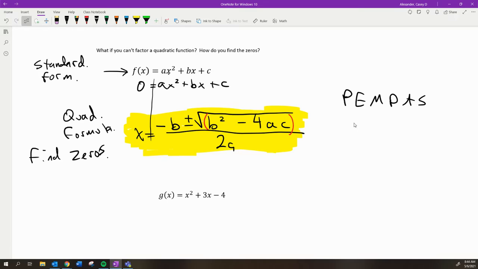But where do these a, b, and c come from? Well, they come from the 3 values that you find in the quadratic function. So let's do one example.